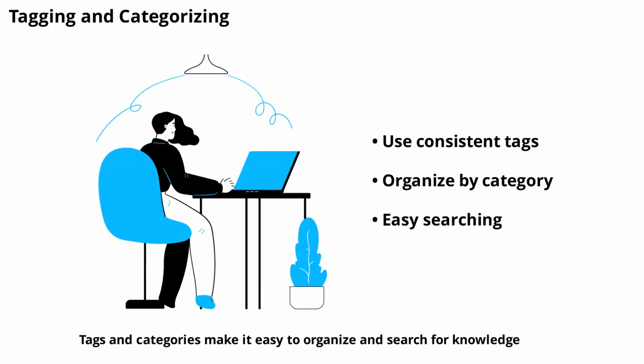Tags and categories make it easy to organize and search for knowledge. Encourage your team to use consistent tags for topics, departments, or document types. This way, anyone can quickly filter and find the information they need, even as your knowledge base grows.